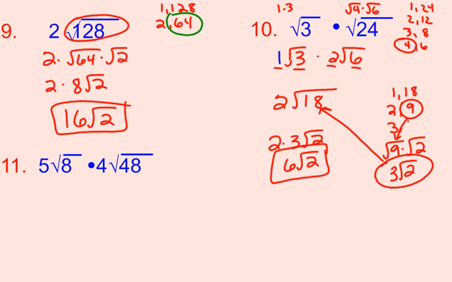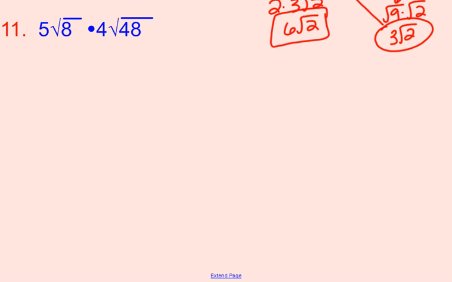The last one, I want you guys to try to break that one down as far as you can go, and then you can check my work with it. So for number 11, I'm going to rewrite the square root of 8. Hopefully you found the factors 4 and 2. So I'd get 5 times 2 root 2, which is 10 root 2.